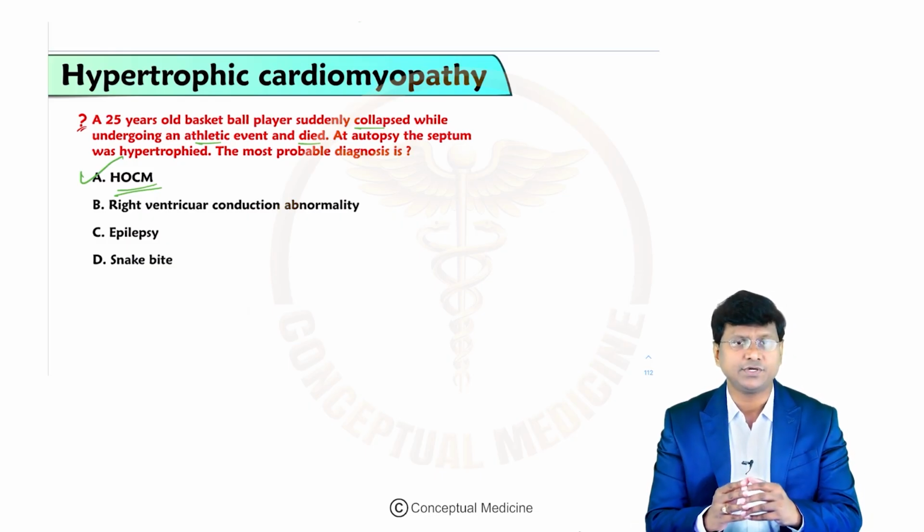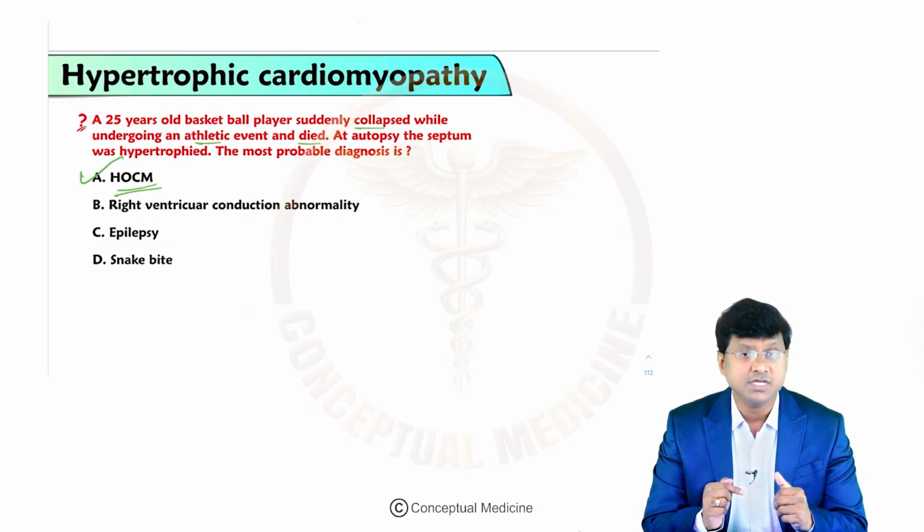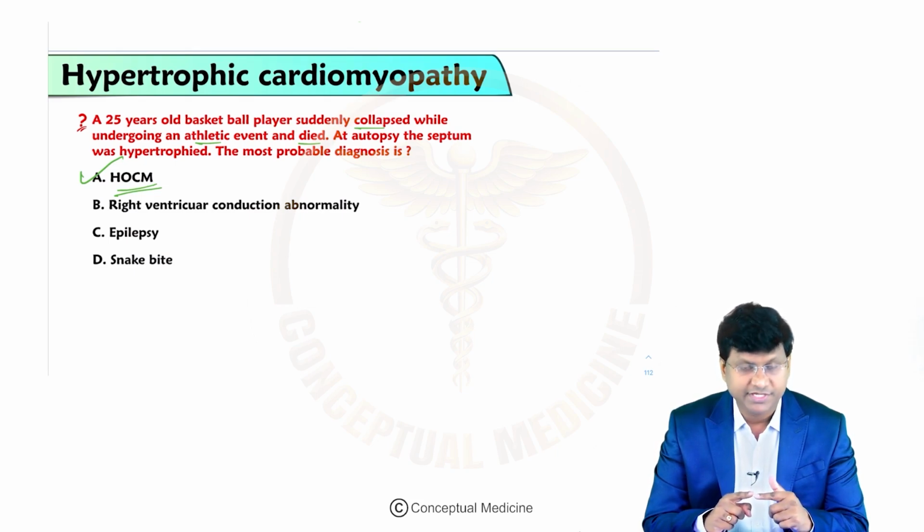So, summarizing the topic of hypertrophic obstructive cardiomyopathy, in these individuals, it is an autosomal dominant type of inheritance. More than one gene is being mutated, right? And these patients can have a sudden cardiac death.